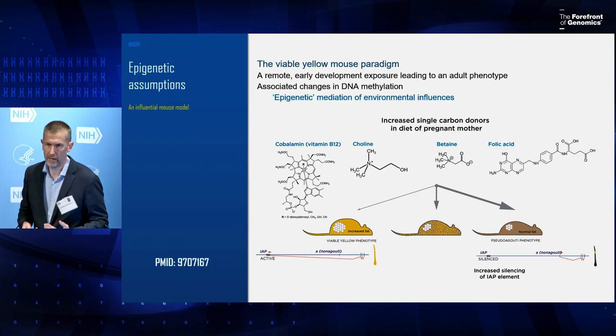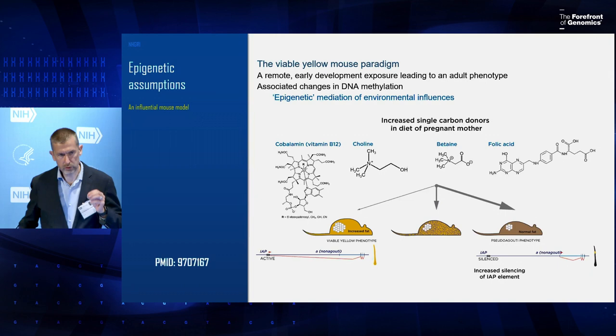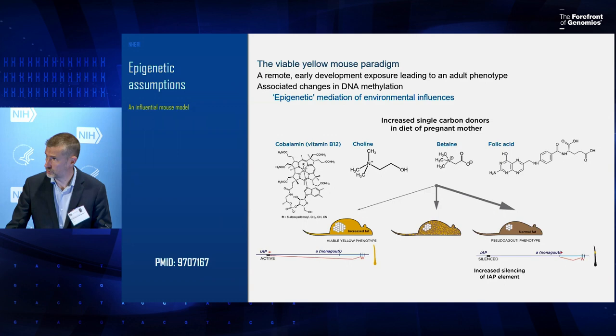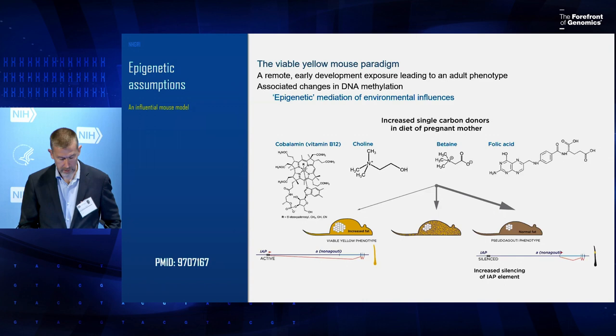And it was because there's a retrotransposon that had landed upstream from the non-agouti gene. And if it was constitutively active, it was causing the phenotype. If it was silenced through these regulatory mechanisms, the mouse looked like it didn't have a mutation at all. And what George Wolff did in Arkansas was he fed these animals this high single carbon donor diet in the pregnant mother. And he was able to shift the balance from the yellow mice over to the pseudo-agouti mice.